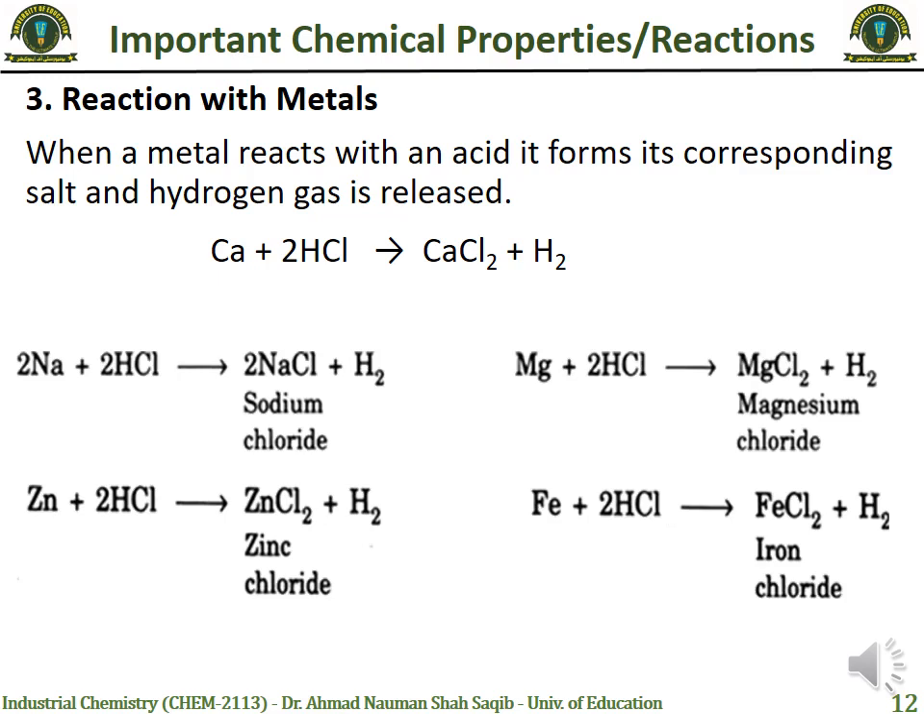So whenever HCl reacts with different metals, it always produces a corresponding salt of that metal, and there is a release of hydrogen gas. So let's watch an animation of the reaction of hydrochloric acid with sodium metal. Let's watch the experiment, when we treat hydrochloric acid with sodium, how the reaction proceeds. So let's start.